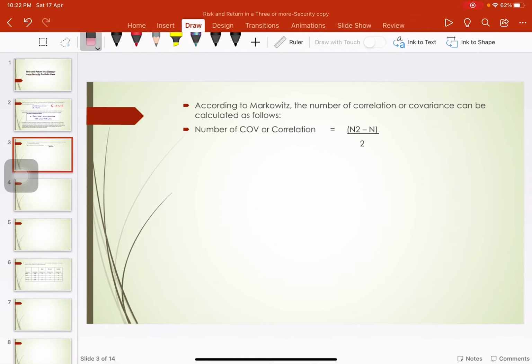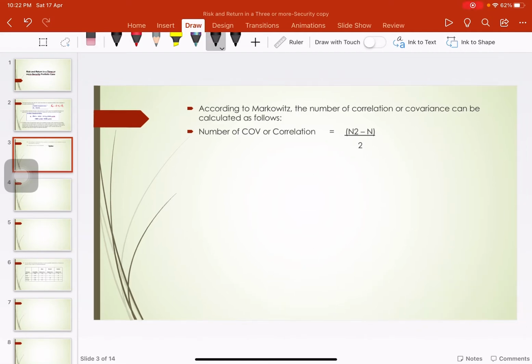Let's say we have 3 assets A, B, C. Kita nak tahu how many correlations exist between these 3 assets. You must remember now, the correlation must be done pair by pair, pasang-pasang, dua-dua. Dia tak boleh 3 sekaligus. So it is either between A and B, B and C, and then A and C. It cannot be between A, B, C. It is pair by pair.